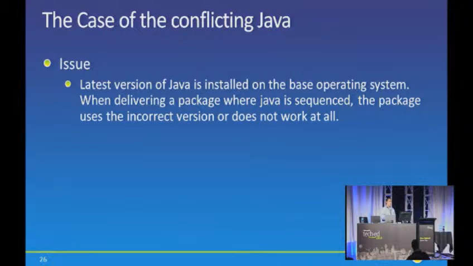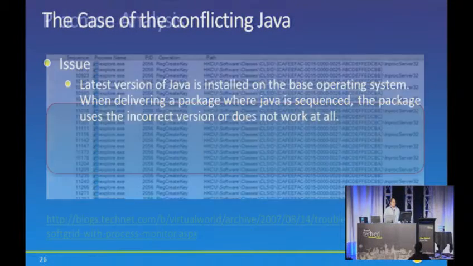The problem was that when they sequenced their legacy versions of Java, all of a sudden those legacy versions of Java would use the base operating system's version of Java. And that wasn't good for them, because they started having application issues and problems.